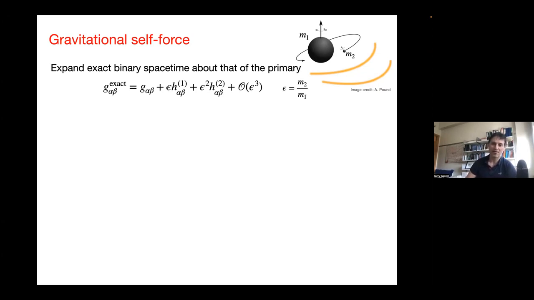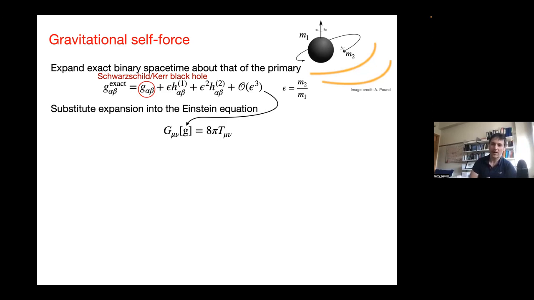And here I've taken this series expansion to 2 orders in the mass ratio. The leading term here is just the space-time of the big black hole on its own, which might be a Schwarzschild or a Kerr solution to Einstein's equations. The sub-leading pieces, H1 and H2, are things that we need to figure out how to compute. And they are things that know about the small mass actually being a mass and distorting the space-time.